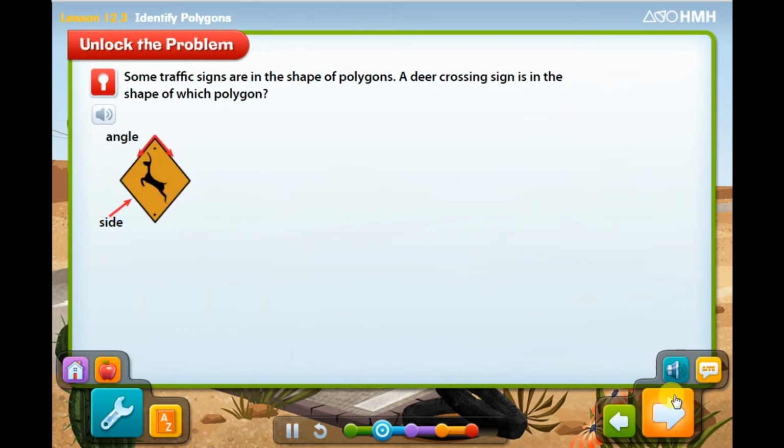Now let's use math words to name polygons. Some traffic signs are in the shape of polygons. A deer crossing sign is in the shape of which polygon? Let's unlock the problem. Here we name the type of polygon according to the number of its sides, and the polygon sides are all line segments.